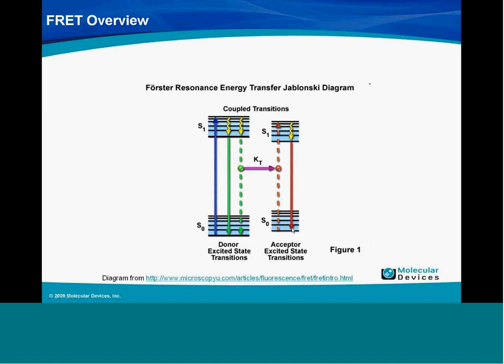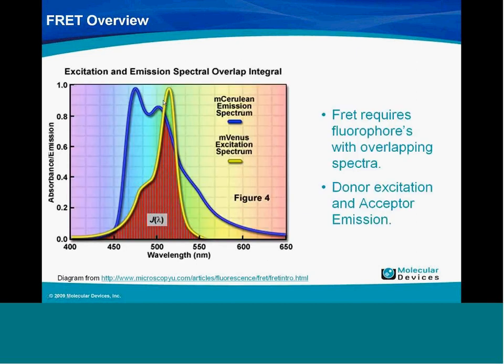And FRET does require fluorophores with an overlap of spectra. You have a donor excitation, and the acceptor emission is what you're looking for. The blue line here represents, in this case, the CFP spectra with the YFP excitation spectra. So we see the emission spectra of the CFP along with the excitation spectra of the YFP, and it's this area that you're looking for, a significant overlap between the two fluorophores that enables FRET to happen.